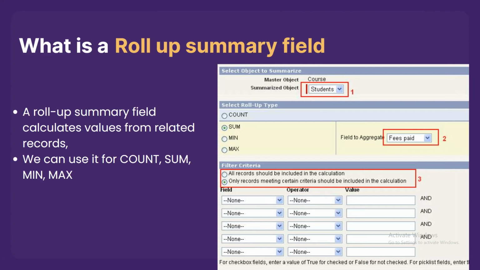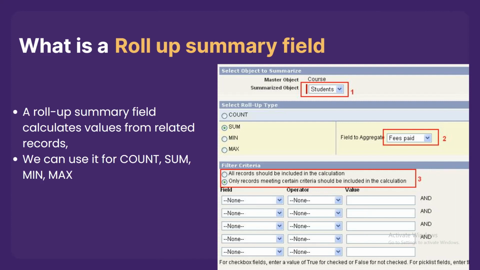What is a roll-up summary field? A roll-up summary field calculates values from related records. We can use it for count, sum, minimum, maximum. These are all the data which we can fetch with the help of a roll-up summary field.